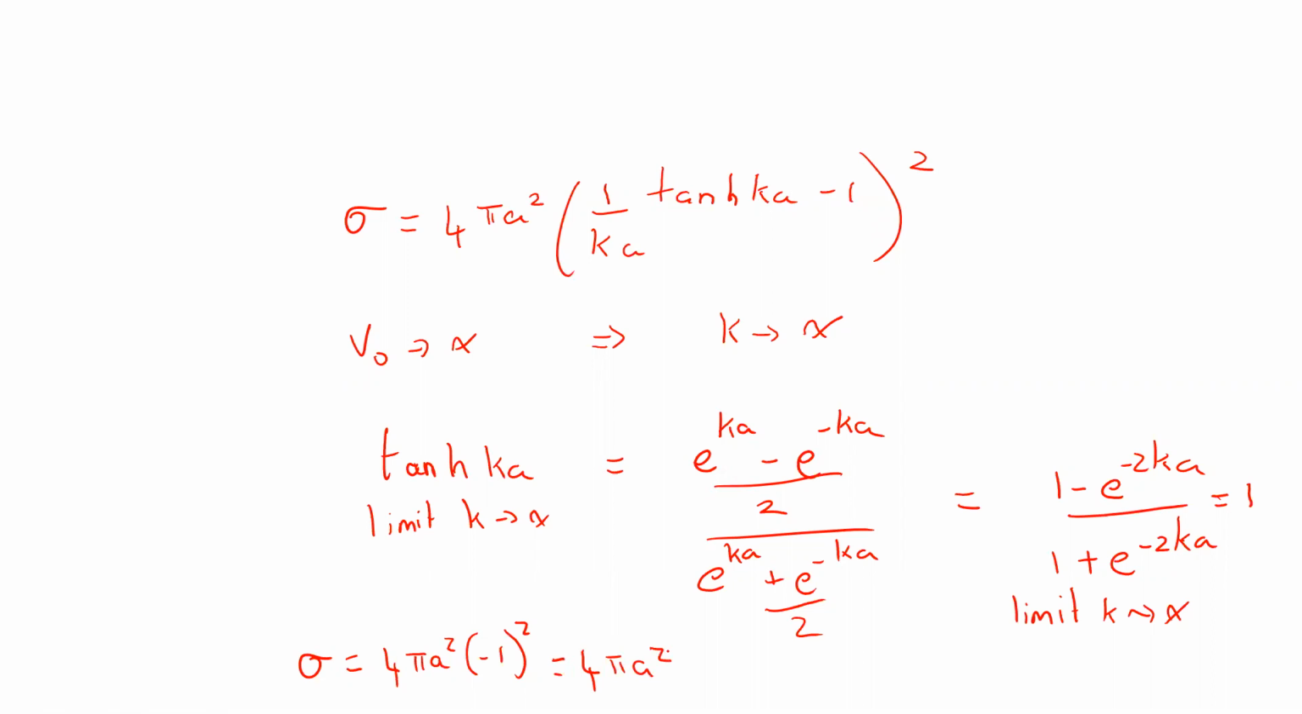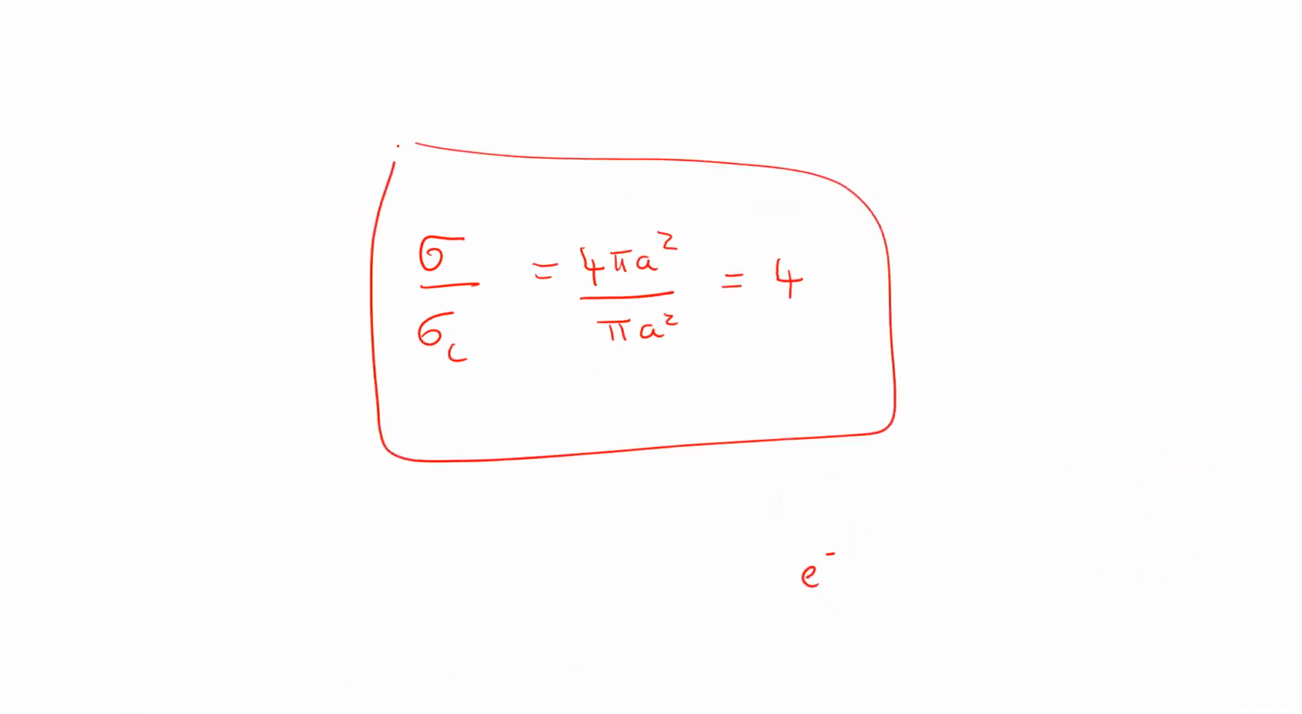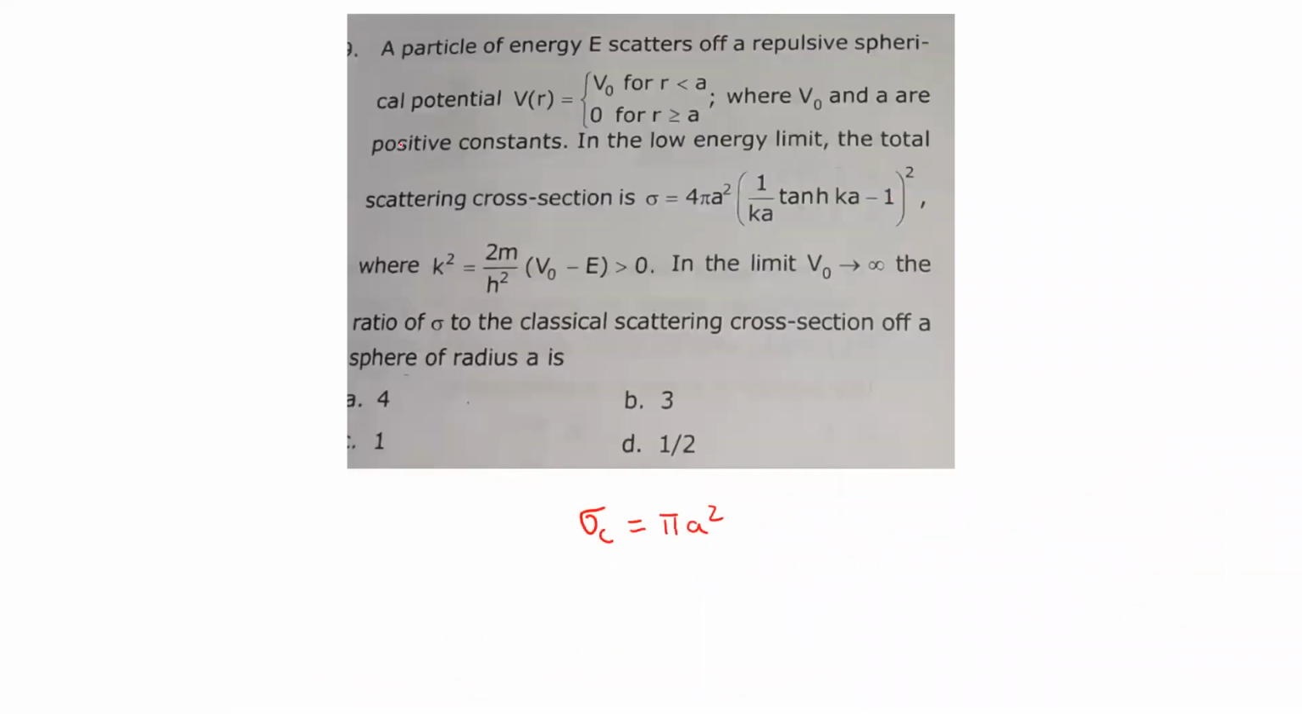So therefore now the ratio, we are asked to find out the ratio. So sigma by sigma classical is nothing but 4 pi A square divided by pi A square, which is nothing but 4. So this is your answer. So the right option is given by option A.